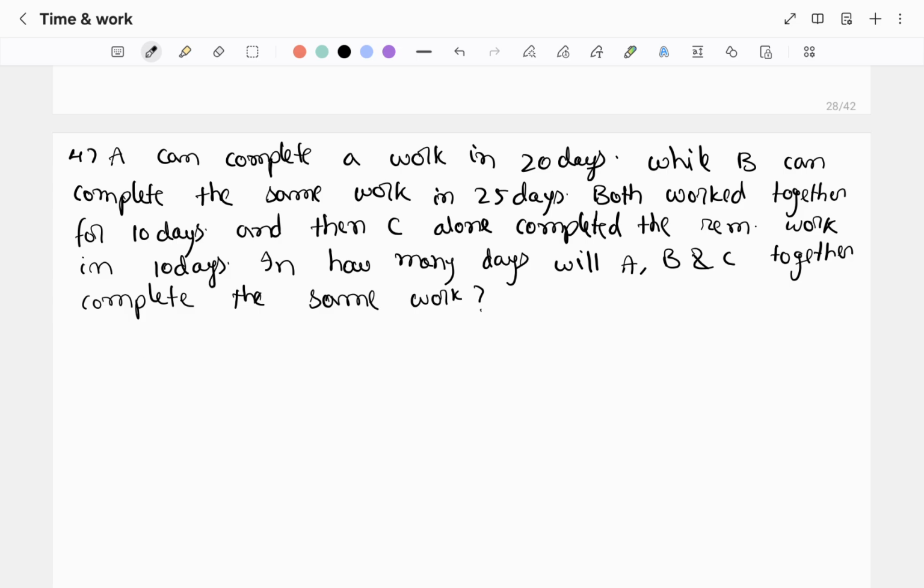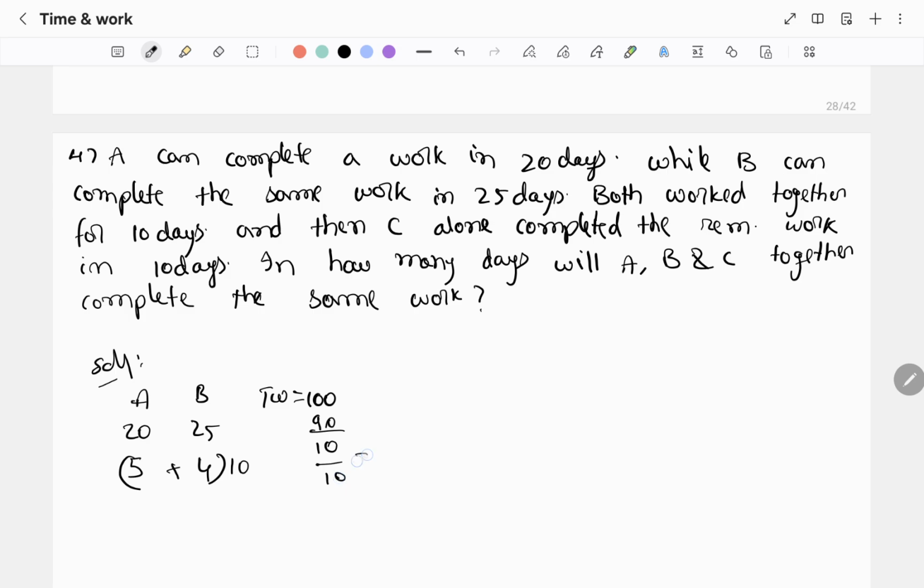Okay. So A did the work in 20 days, B in 25 days. Both together worked for 10 days. So total work is equal to 100, the LCM of 20 and 25. A's efficiency is 5 and B's is 4. Both together worked for 10 days, so the remaining work will be 10 parts. These 10 parts are done by C alone, in how many days? 10 days.